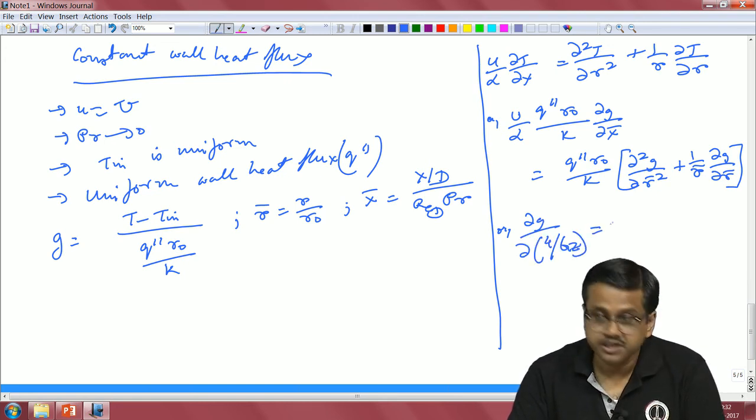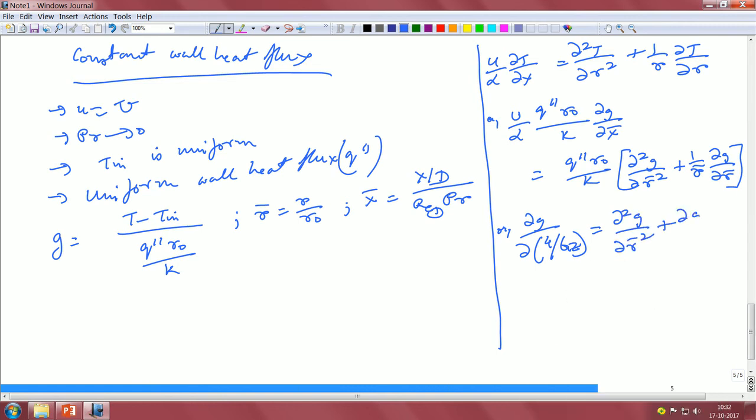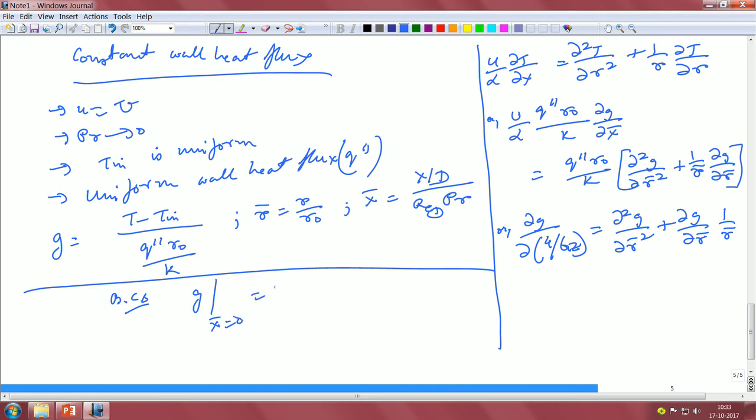Of course, the boundary conditions will be different, as you know, R bar square plus dg by dr bar into 1 by R bar. Nothing has changed as far as the equations are concerned, they still are the same, except now the boundary conditions are a little bit different. So G at x bar equal to 0 is equal to 0, that is obvious once again, because T is basically equal to T in in that particular case.